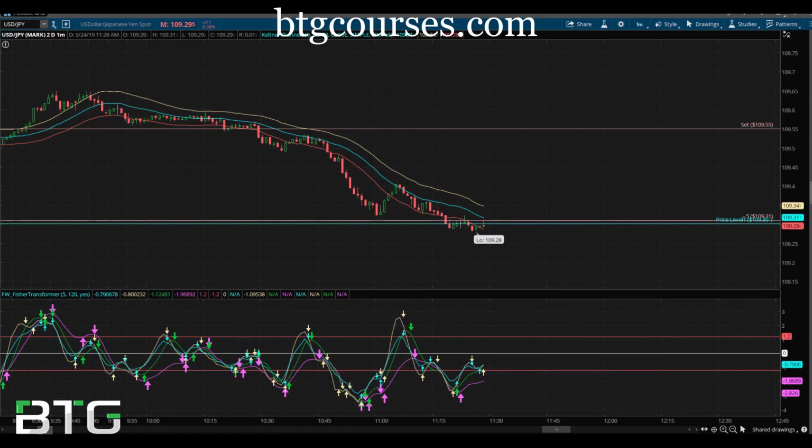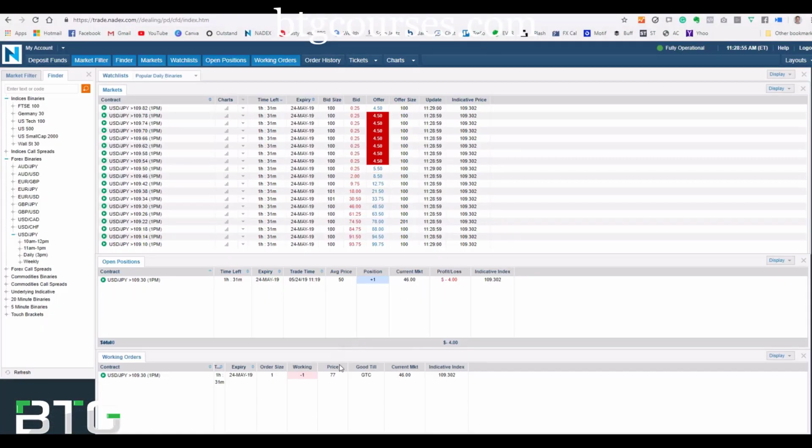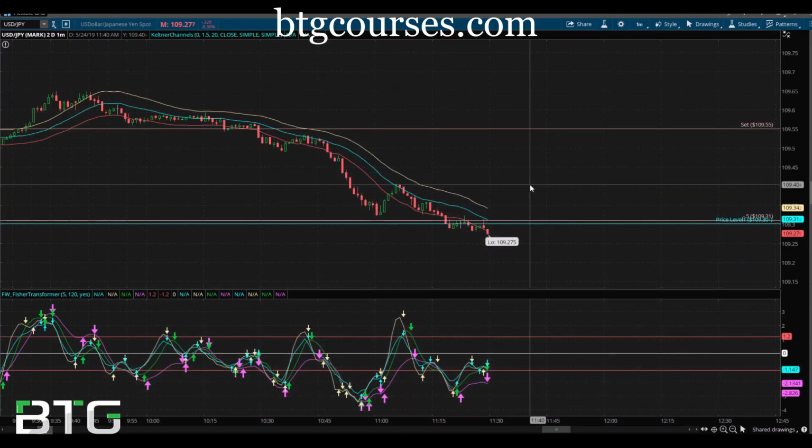Notice that I'm at 50% of max profit here. So the max profit's 50, and then 50% of 50 is what, 25. So if I TP at 77, that's 50% of max profit.